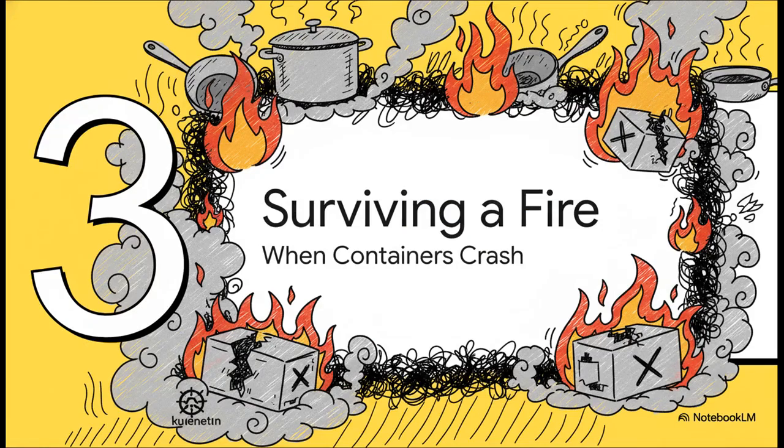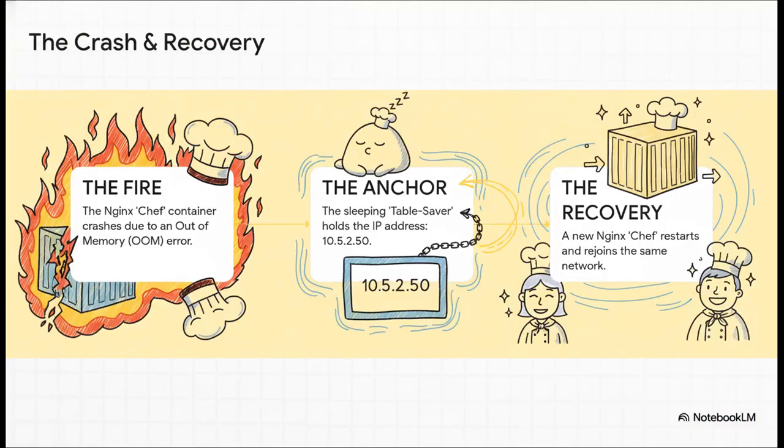Now, to really understand why this mystery guest is so critical, let's turn up the heat a little. We're going to simulate a full-on kitchen fire, a disaster where our main application just suddenly crashes and burns. And here we go. Step 1, fire in the kitchen. Our Nginx chef gets totally overwhelmed, it runs out of memory, and poof, the container crashes. It is gone.